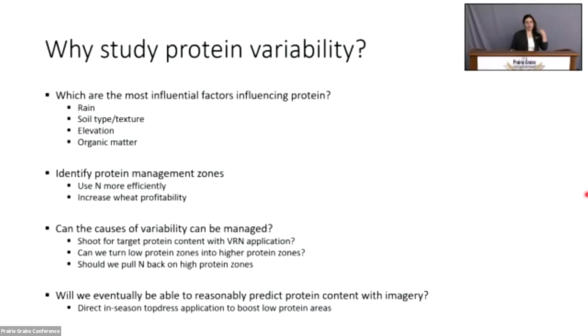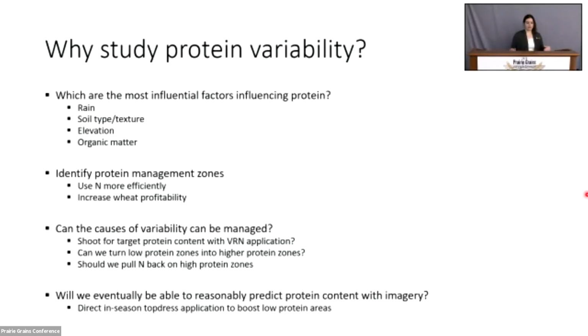So getting to why we might want to study protein variability. Why should we be studying this and wanting to learn more about what the most influential factors are affecting protein content, whether it be the rain, your soil type, your texture, your organic matter, what elevation, how elevation plays into it and interacts with your soil types and your organic matter.